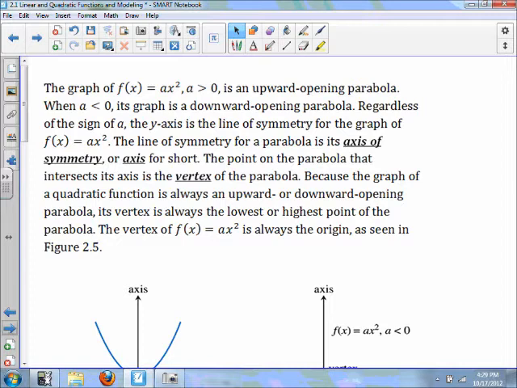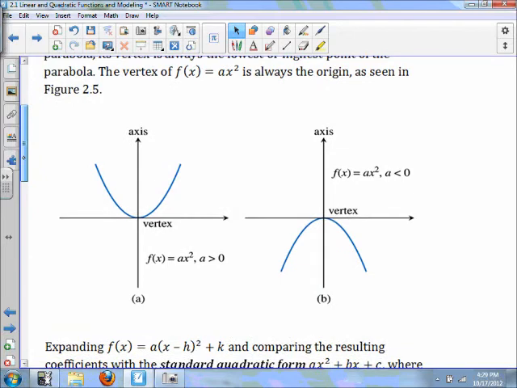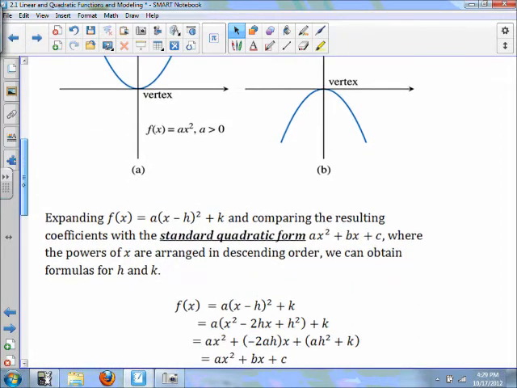Now the line of symmetry for a parabola is called its axis of symmetry, or axis for short. The point on the parabola that intersects its axis is the vertex of the parabola. Because the graph of a quadratic function is always an upward or downward opening parabola, its vertex is always the lowest or the highest point of the parabola. Now you can see here, the vertex of ax squared is always the origin. Again, that's if you're not shifting it left and right or up and down.